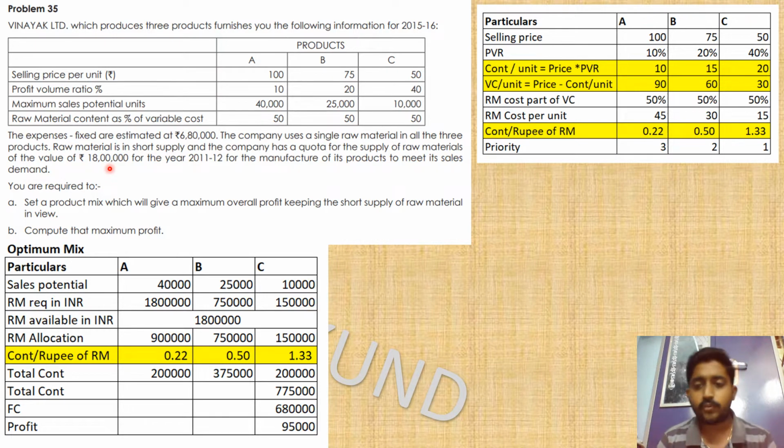Okay, so let's go for calculating the priority matrix. Which product is more profitable in this scenario? Selling price is given in the question, guys. PV ratio is given in the question. Selling price multiplied by PV ratio, we all know, is contribution per unit. So we have the selling price and the contribution per unit, so we can calculate the variable cost per unit. Selling price minus contribution per unit is variable cost per unit. And what percentage of variable cost is raw material is also given, so raw material cost per unit can also be found.